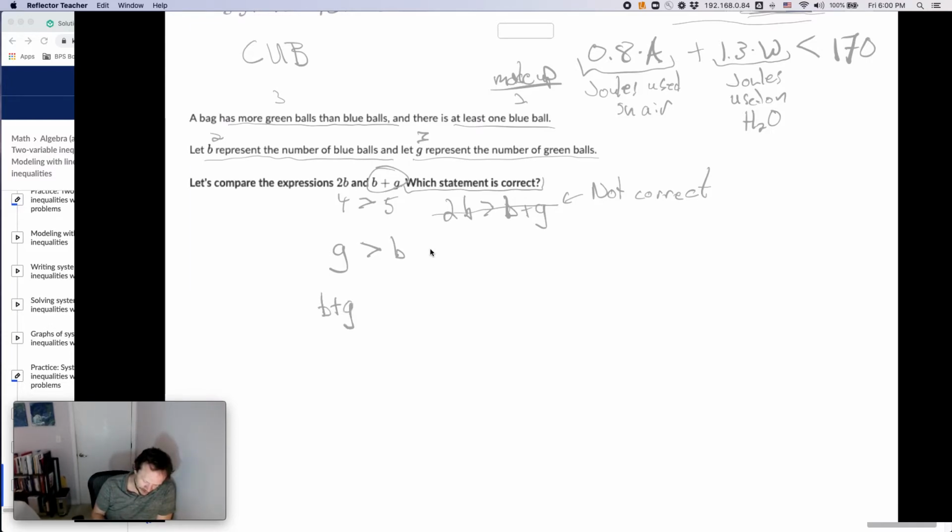B plus G greater than B plus B. I just added B to both sides. What does that turn into? B plus G is greater than 2B. And we see that B plus G is always greater than 2B.